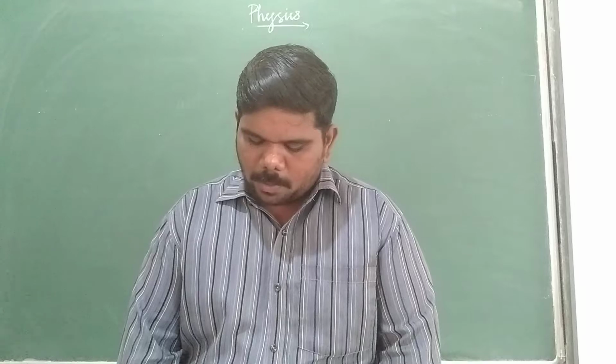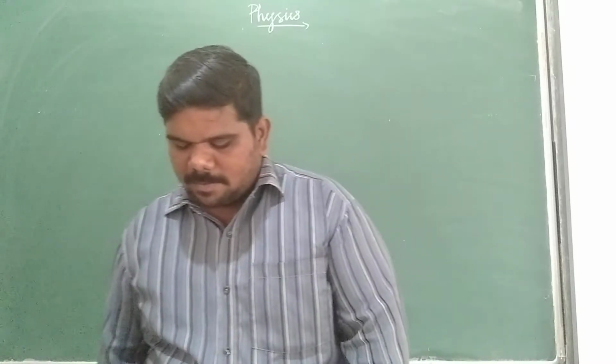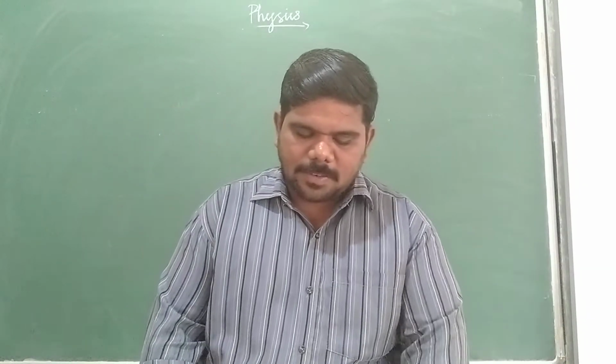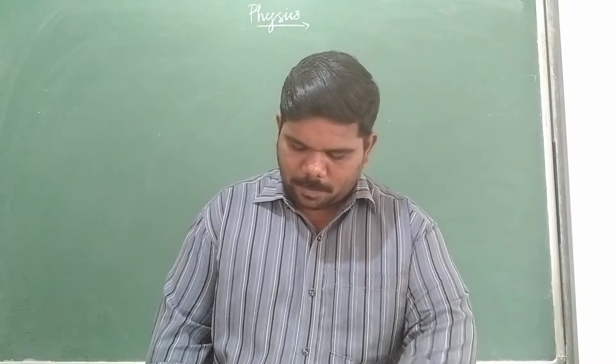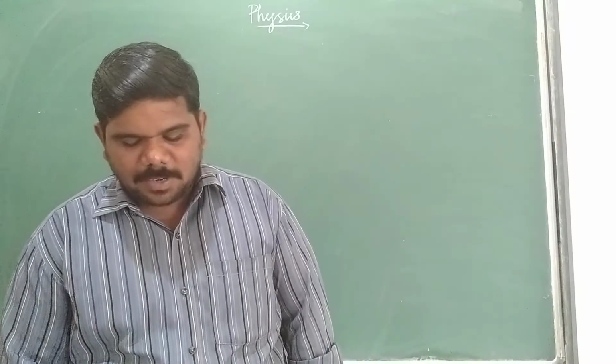Now, question number 17. Why is the path of a charged particle not a circle when its velocity is not perpendicular to the magnetic field? You just take page number 171.